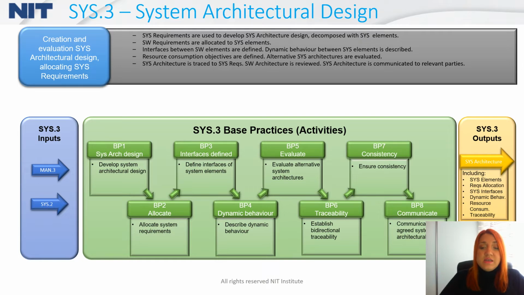This process is used for creation and evaluation of the system architectural design and for allocating the system requirements. You can see that the outputs are the system architecture, which includes system elements, requirements allocation, system interfaces, dynamic behavior, resource consumption, and traceability.